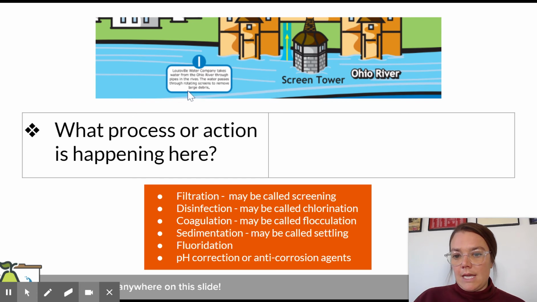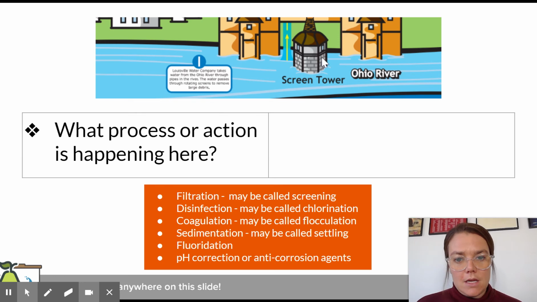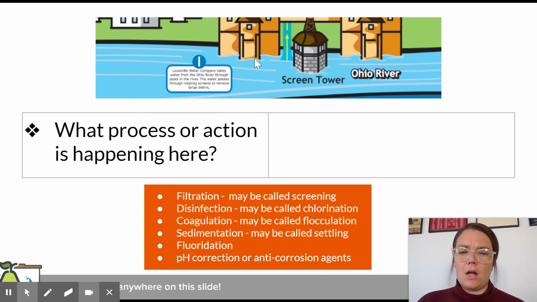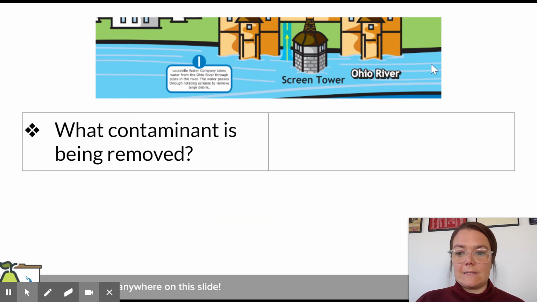So rereading that if you need, what process or action is happening here? It says that water is passing through rotating screens. And if we remember, screens is another form of filtration. That tells us that this is filtration that is happening here, right? So they have these screens that are stopping stuff from getting into the tubes that would maybe clog it up, and starting off our water treatment process.